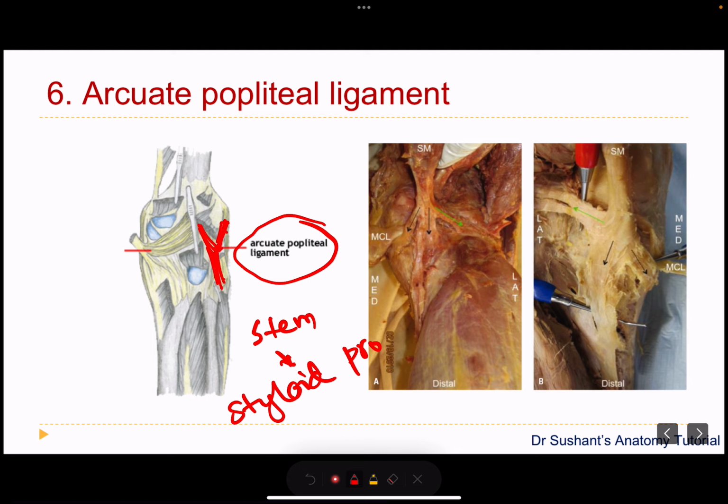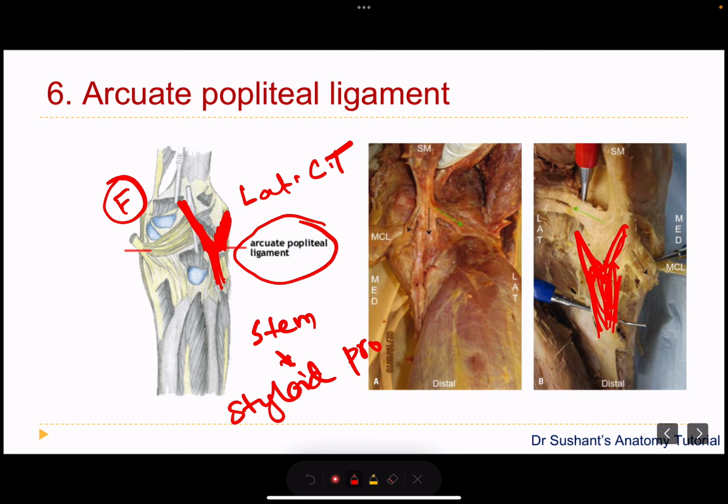The posterior band arches over the tendon of the popliteus and is attached to the lateral condyle of the tibia. All right, so this is the posterior band, and the posterior band is attached to the lateral condyle of the tibia, whereas the anterior band is often deficient. When it is present, it passes deep to the fibular collateral ligament and is attached to the lateral condyle of the femur. So that's the arcuate popliteal ligament. This one right here is the arcuate popliteal ligament.